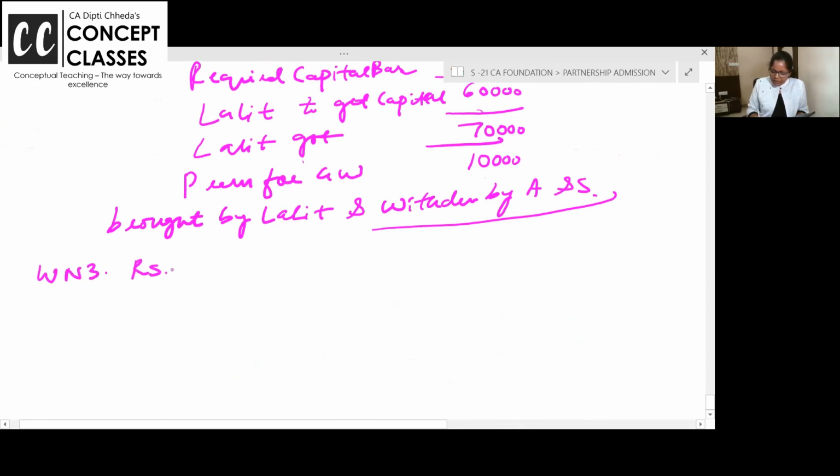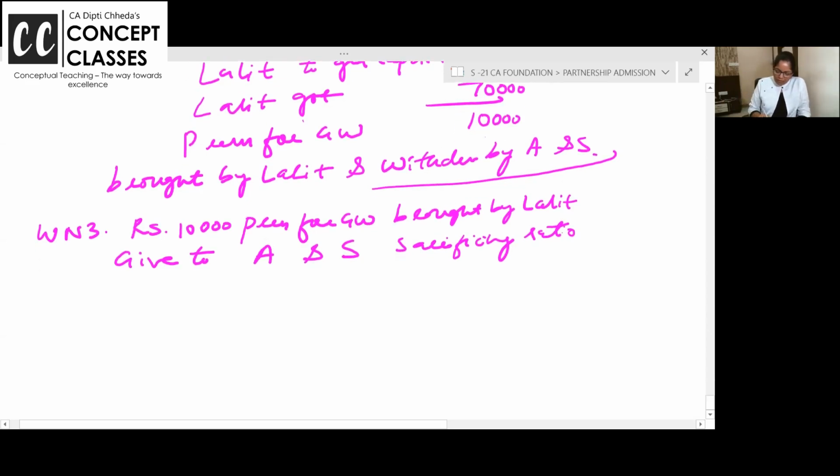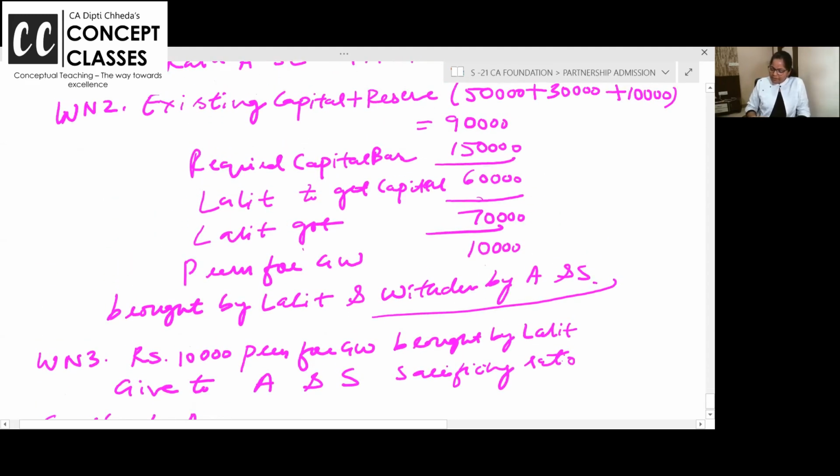Working note 3. Rupees 10,000 premium for goodwill brought by Lalit, given to Amit and Sumit in the sacrificing ratio. Either make a table, raise the goodwill and write off, or else do it the way I am doing. Sacrifice by Amit: old ratio minus new ratio.